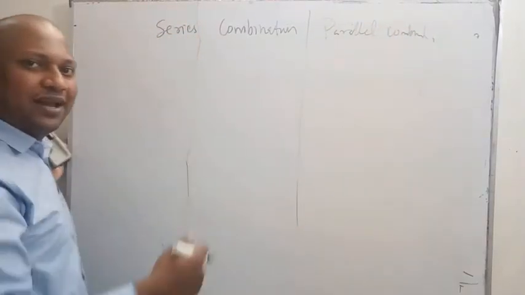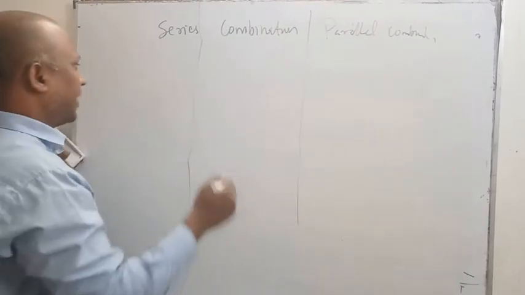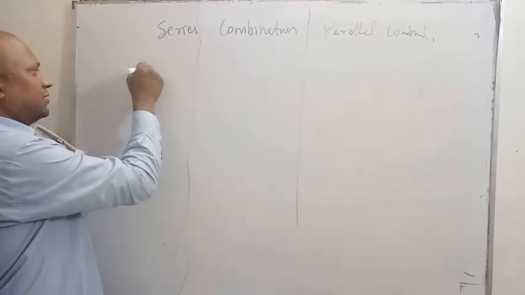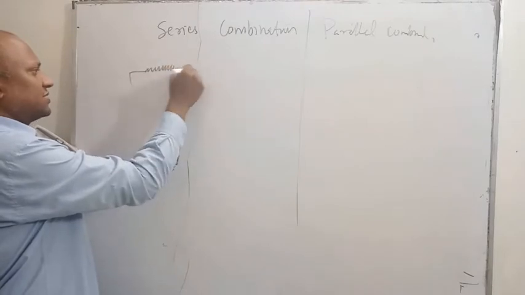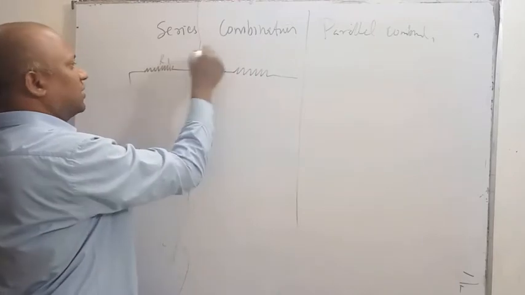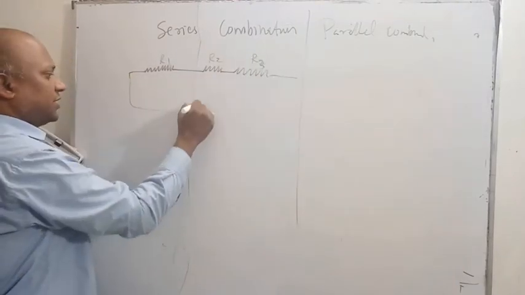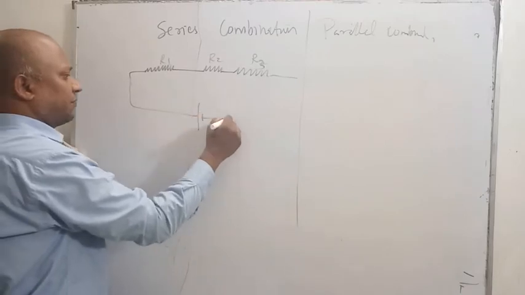So this you have already learned in class 10th, and the same topic I am going to teach you here. The symbol of a resistor is this. I am going to use three different resistors, R1, R2 and R3, in a series combination.